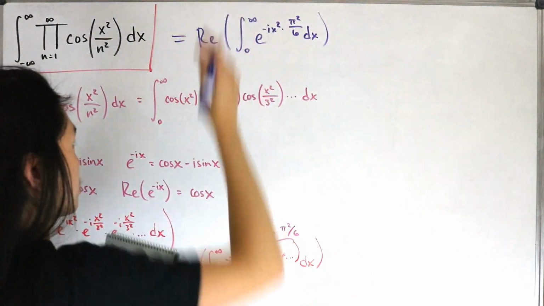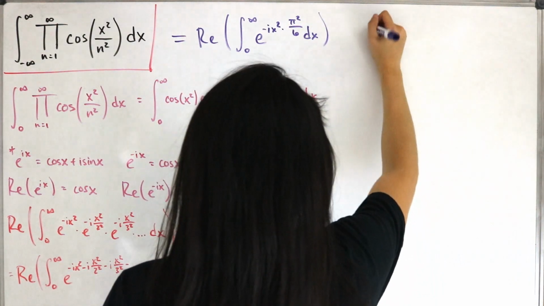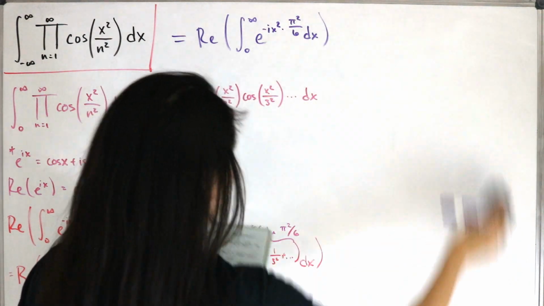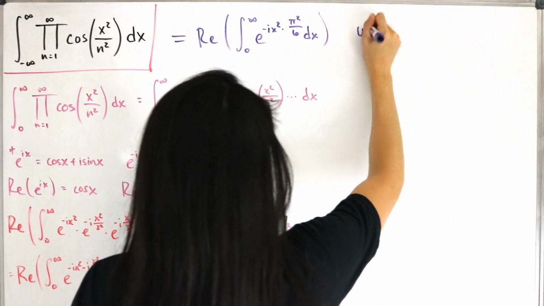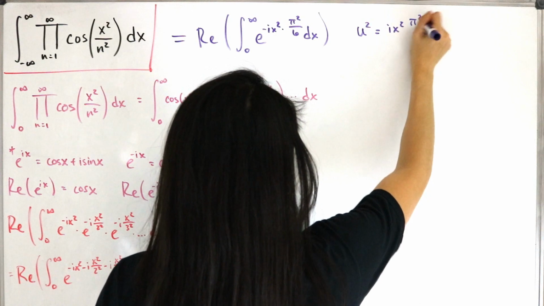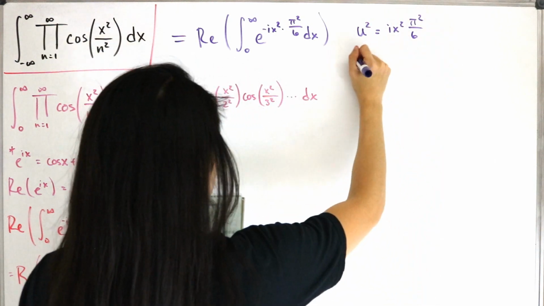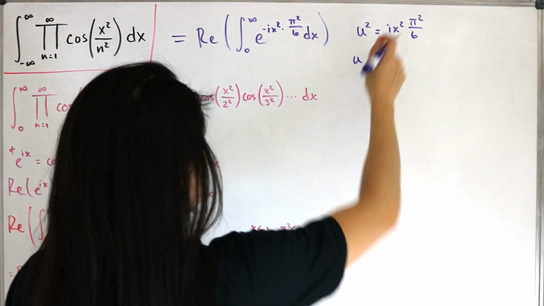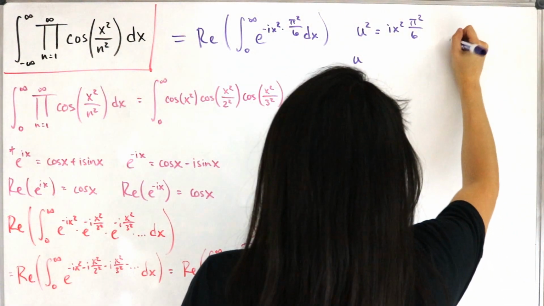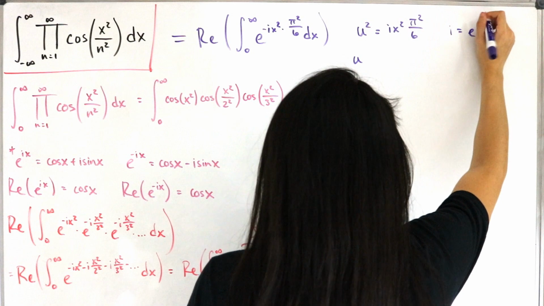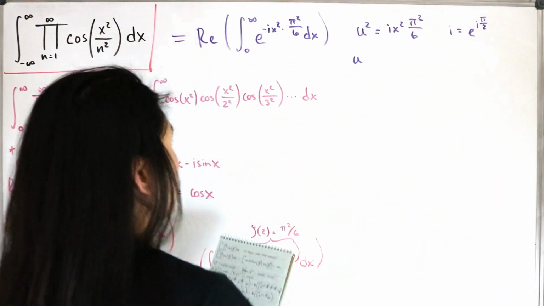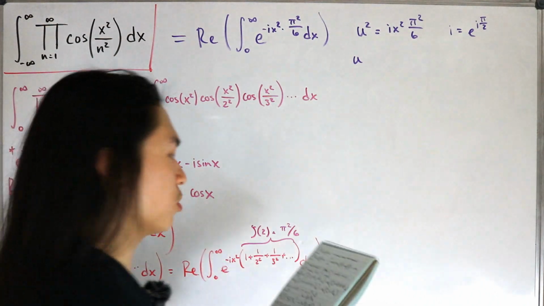So of course, with something like this, let's perform a little u-substitution. I'll let u, actually I'm going to instead call this u squared. So we'll let u squared equal i times x squared, multiplied by pi squared divided by 6. If I were to solve for u by itself, I take the square root of all that, but that means I have a square root of i. We notice that i is equal to e to the power i times pi divided by 2, if you look at this in the complex plane using polar coordinates.